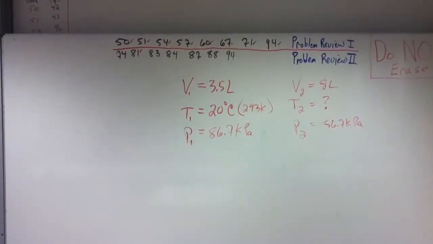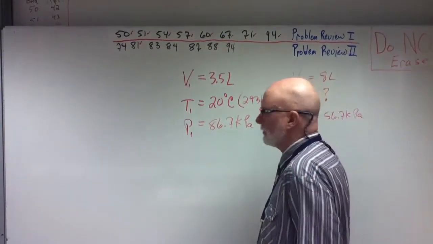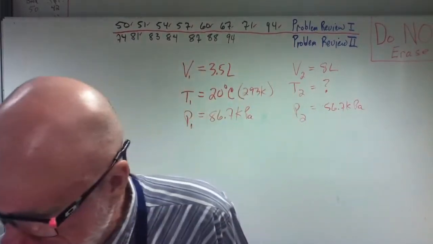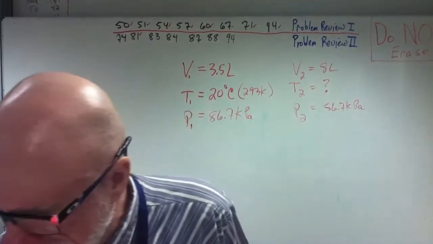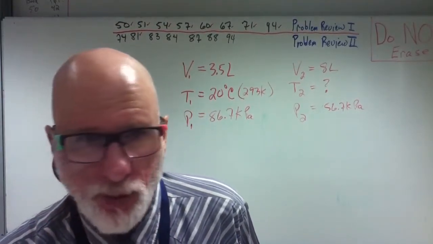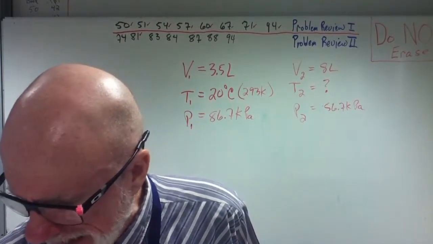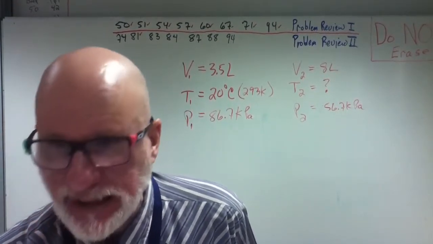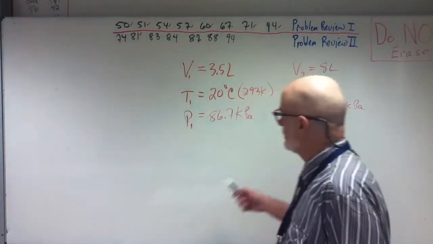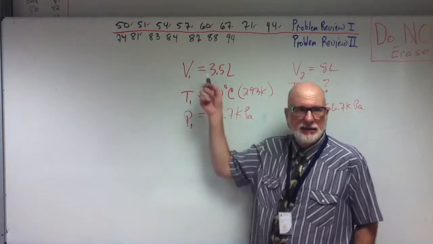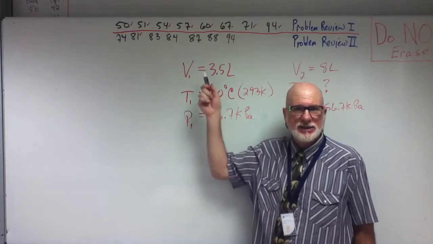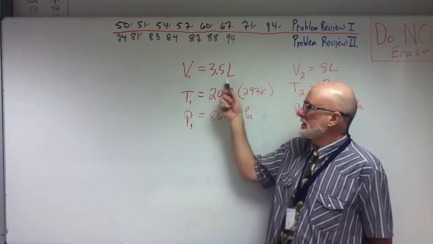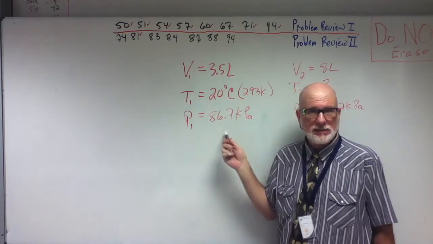Okay, guys, this is where we left off after problem 81, with problem 83, right? Let me read the problem to you, okay? It says a 3.5 liter gas sample at 20 degrees Celsius and a pressure of 86.7 kilopascals. Now, you don't realize that it is a combined gas law problem right away. You have to continue to read it. But that's what's given here first, correct?